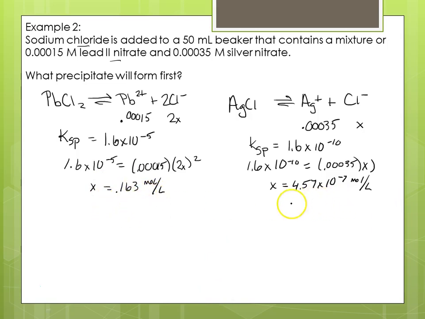0.163, 4.57 times 10 to the negative 7th. This is a small number. What this is telling me is that I need less of the chlorine ions in order to create the precipitate. So therefore, silver chloride will precipitate first. PPT is just an abbreviation for precipitate.